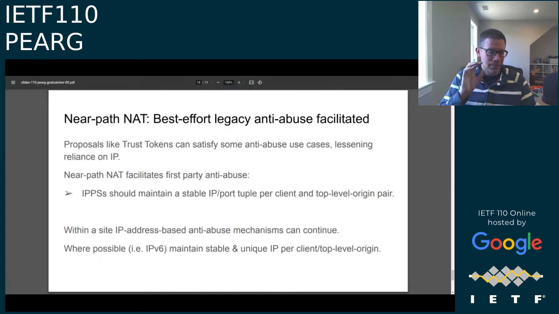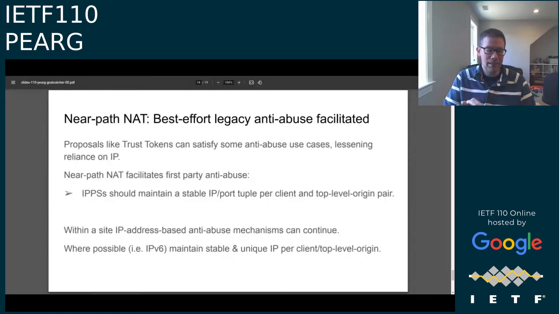As I said, as you're going to different sites, the IPPS is presenting different IP addresses to different top-level origins. So if we take this mapping from one person going to one top-level origin, and then we're mapping that to the IP address or port tuple that we're sending to that server, and we keep that mapping constant over time, then it allows servers to do some of the same anti-abuse mechanisms that they have been doing in the past.